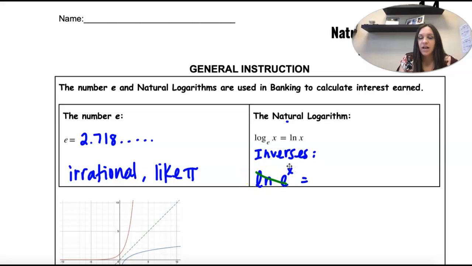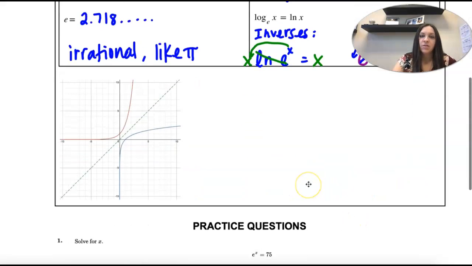e. They just cancel out, and we would actually use the product property, and our answer would just be x. So if you take a natural log of e, you're just going to get x. Well, when it's e to the x. And it goes the other way. If I have e to the power of natural log of x, these are inverses, and you're just left with the x. Again, you would use the product property. Okay, so those are inverses.